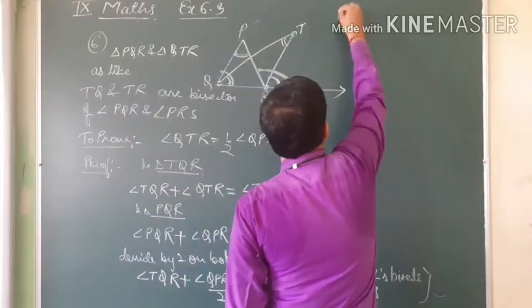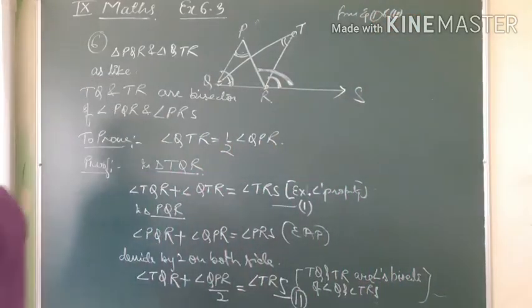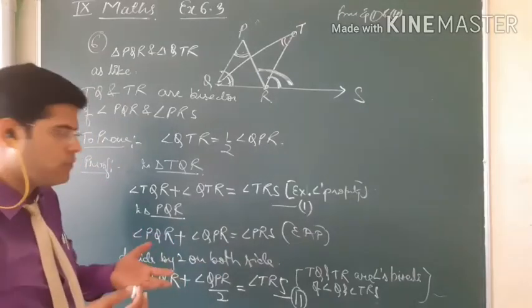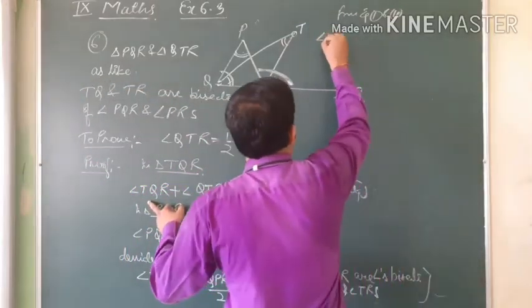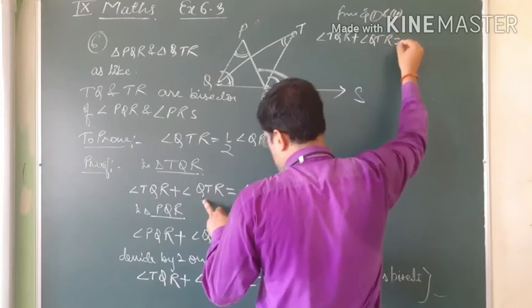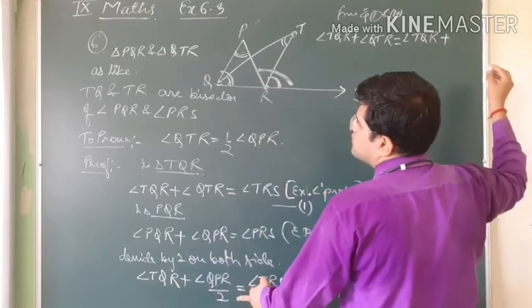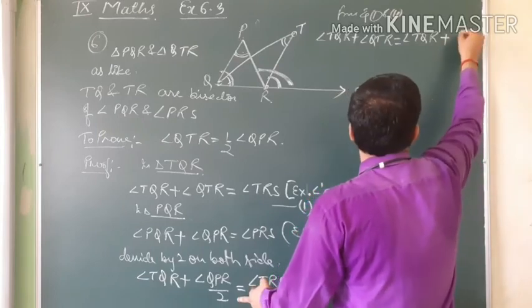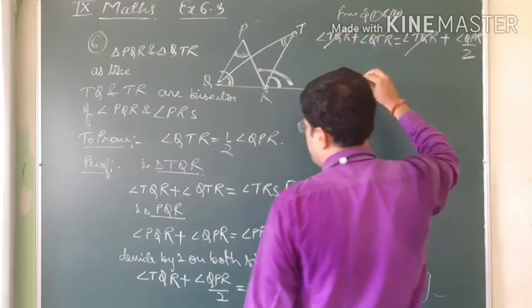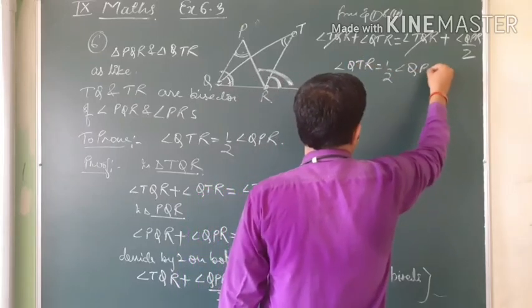Now from equations 1 and 2, here I am going to use axiom number 1: things which are equal to the same thing are equal to one another. This side is TRS and that side is also TRS. So we can make it equal: TQR plus angle QTR equal to PQR plus angle QPR upon 2. So TQR is cancelled by TQR. Here we have left angle QTR equal to half of angle QPR.